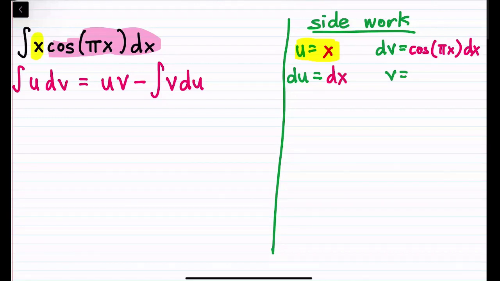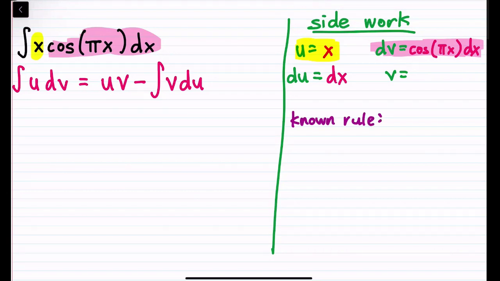And then next, take the antiderivative of this dv function. It's possible to use the u substitution method within this side work, but that's going to take a long time. So I'm actually going to show you a known rule for cosine and sine as a shortcut to help you find v. So here is the known rule.